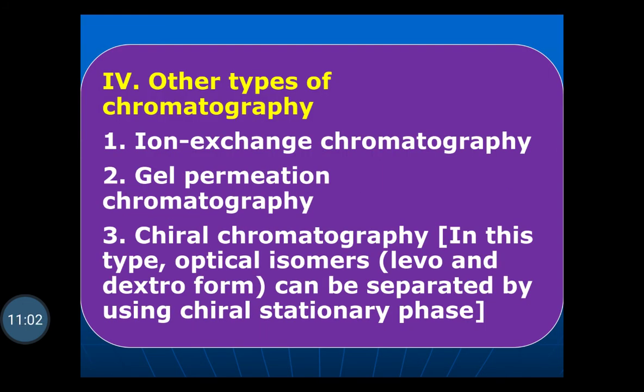Then other types of chromatography are also there, depending upon which type of stationary phase and mobile phase is used. In ion exchange chromatography, ion exchange resins are used as the stationary phase and liquid is the mobile phase. Then gel permeation chromatography, where the stationary phase is a gel, jelly in nature, and through this gel the percolation of the mobile phase takes place, so it is called gel permeation chromatography.